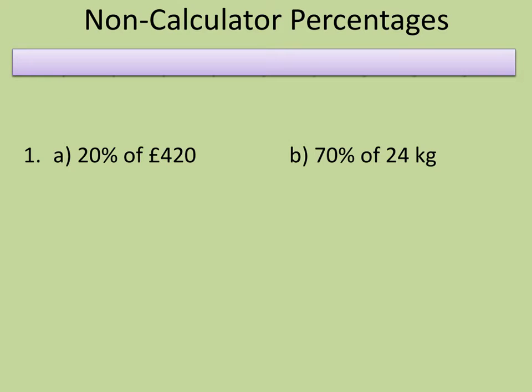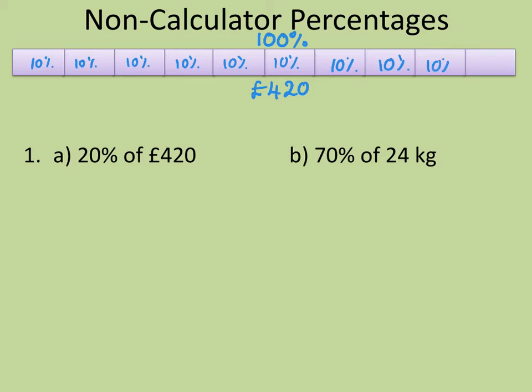Okay, so in the first question here, it's asking us to work out 20% of £420. Now that means that this whole bar across the top is 100%, and this whole bar across the top also represents the £420. So we want to work out 20%. So, how many 10% make 100? Hopefully you know that 10 of these would make 100%. 10 times 10 makes 100%.